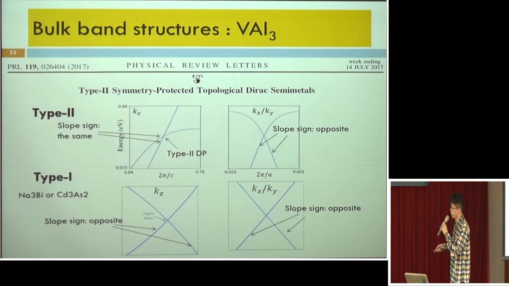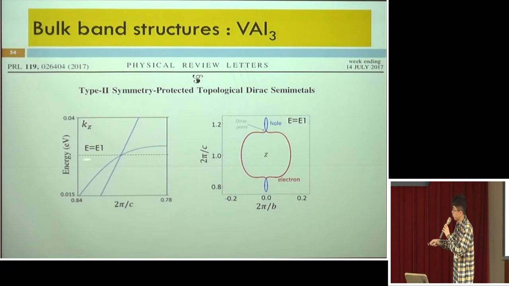This is a normal Dirac semimetal. We can see the slopes of the upper and lower cones are opposite in the kx, ky, and kz directions. But in our system, the slopes of the upper and lower cones are opposite along kx and ky, but along the rotational axis the slopes are the same. So this is a type-II feature. If we put the Fermi level at the Dirac point and plot a kx-ky map, we can see the electron pocket and hole pocket just touch at the Dirac point. This is the signature of type-II semimetals.